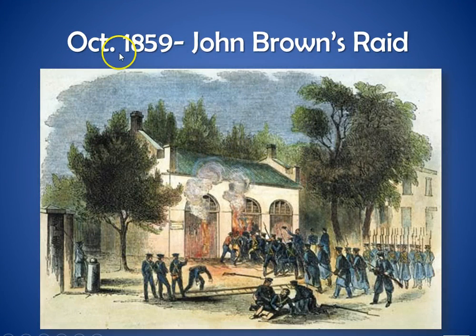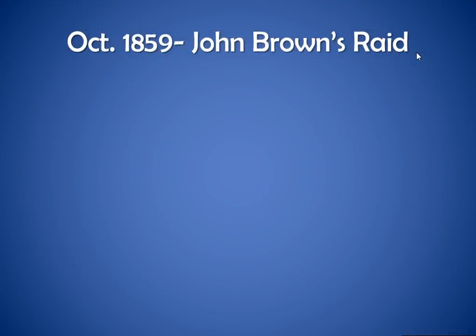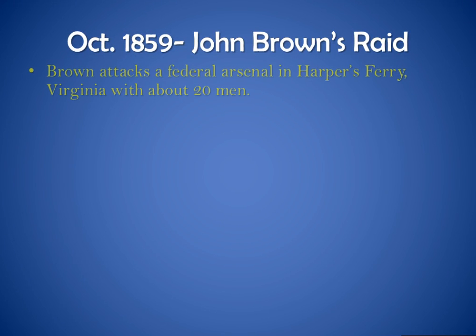The next event, October 1859, John Brown's Raid. John Brown attacks a federal arsenal in Harper's Ferry, Virginia, with about 20 men. Remember, a federal arsenal means that it's controlled by the federal government, and not a state government, not a small arsenal. It was a federal arsenal. And Brown and 20 men attack this arsenal in Harper's Ferry, which is not very far from where you are right now.